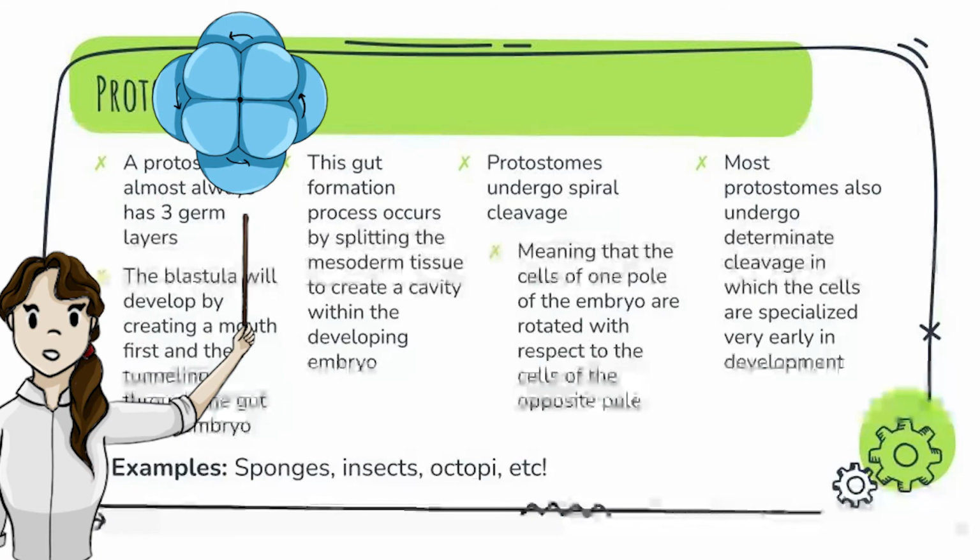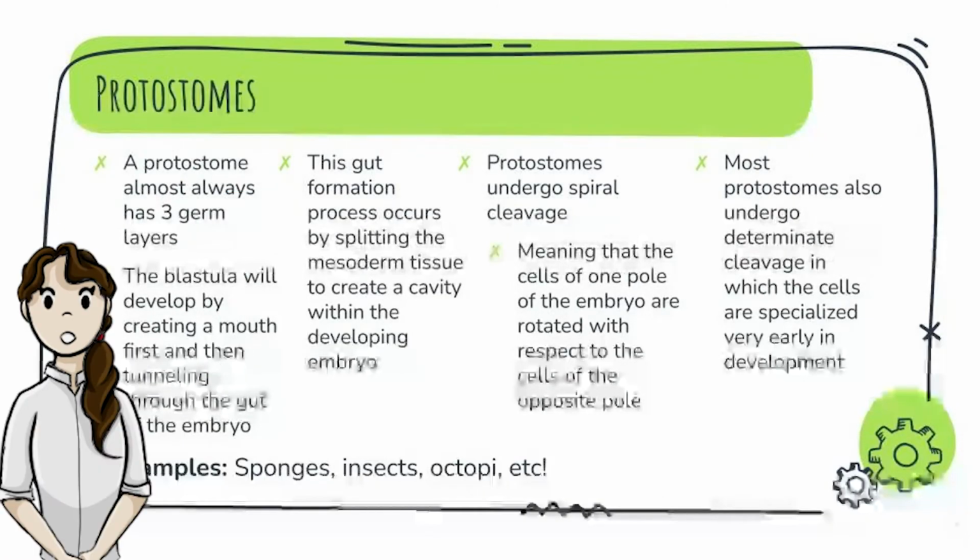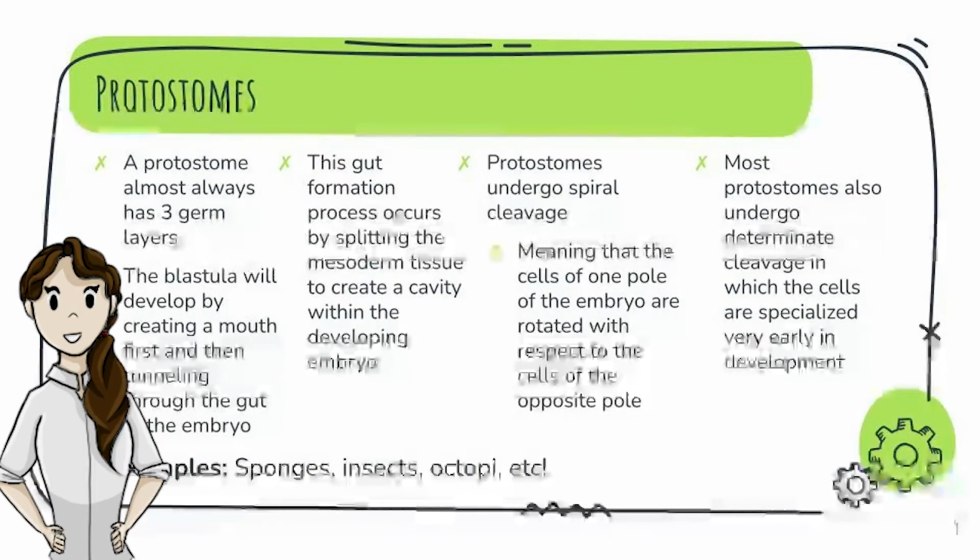Protostomes undergo spiral cleavage, meaning that the cells of one pole of the embryo are rotated with respect to the cells of the opposite pole, and they also undergo determinate cleavage, in which the cells are specialized very early in development. Examples of protostomes are sponges, insects, octopi, etc.